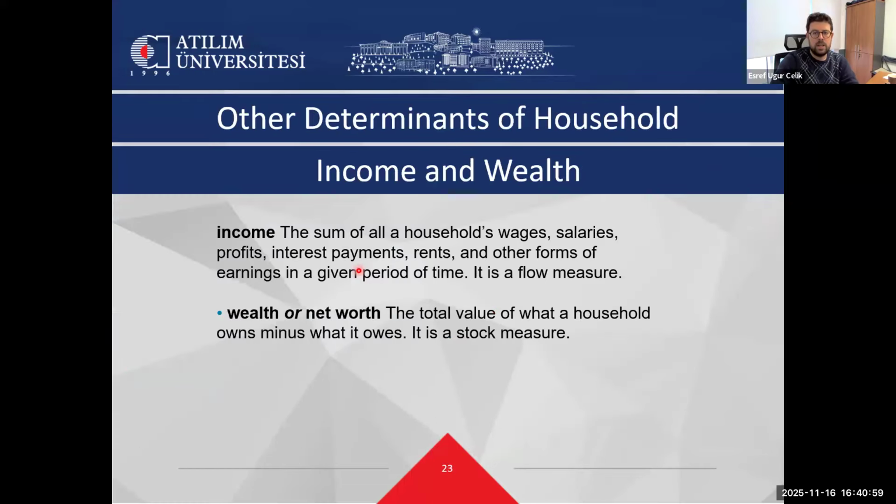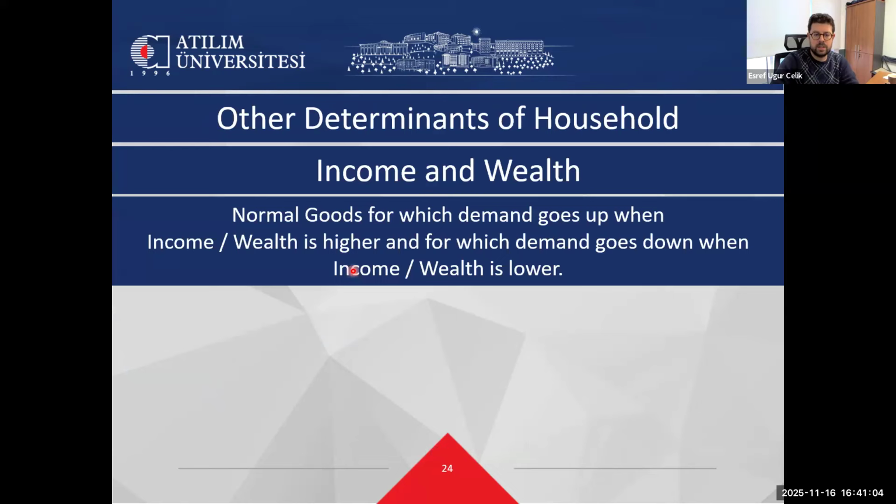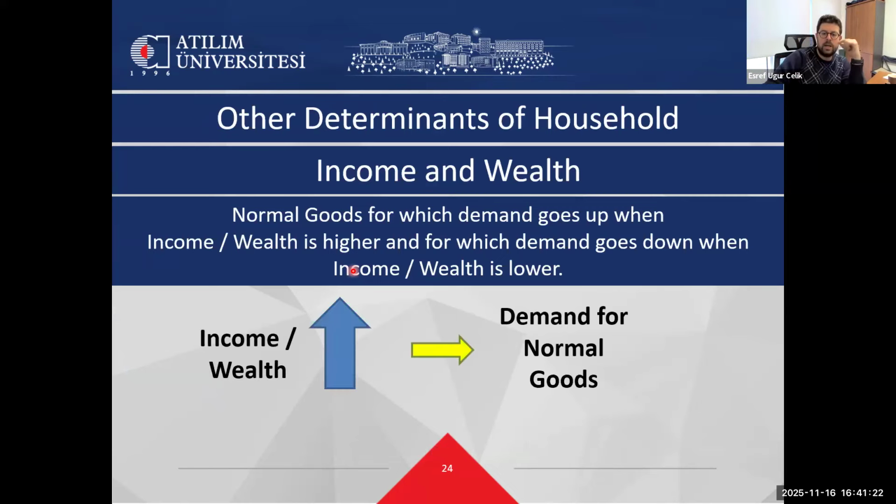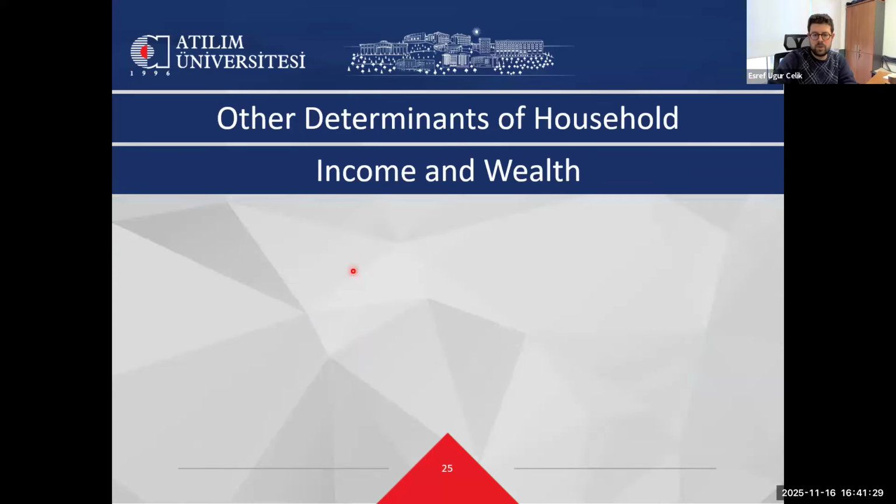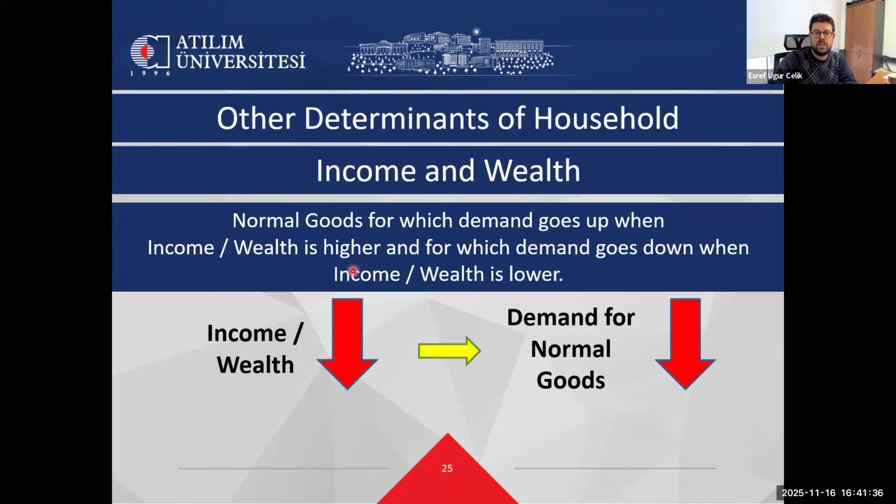There are two types of goods related to income and wealth. If your income or wealth increases and your demand increases, that type of good is called a normal good, or vice versa. So if the relationship between income, wealth, and demand is in a positive direction, meaning increase to increase and decrease to decrease, that is called a normal good.